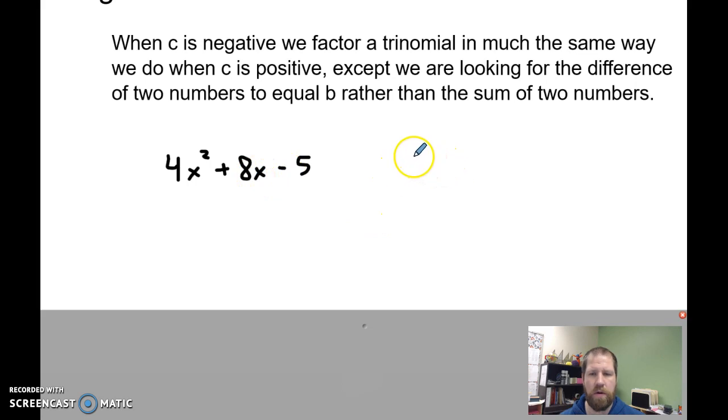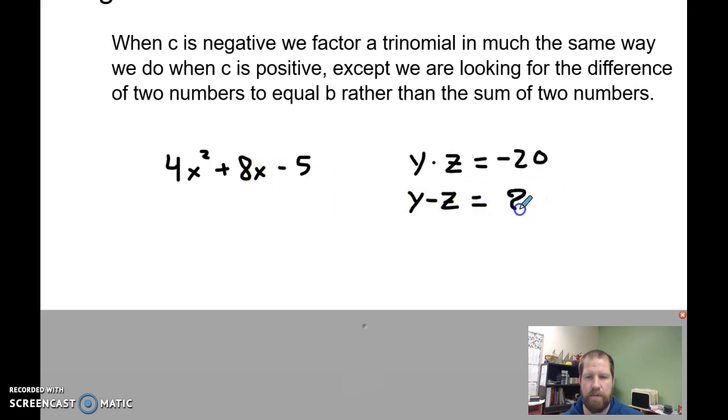Alright, now before we did our two numbers, and I've been using y and z. So y times z is equal to our a times our c. So 4 times negative 5 or negative 20. Okay, and that is still the same. But now, because this is negative, that tells me that one of my terms inside is going to be negative while the other is positive. Now I'm going to be looking for, instead of y plus z, I'm looking for y minus z equals, in this case, 8.